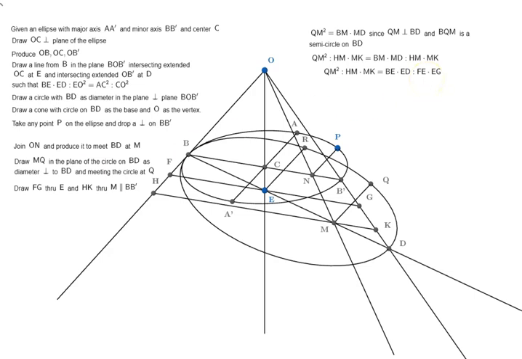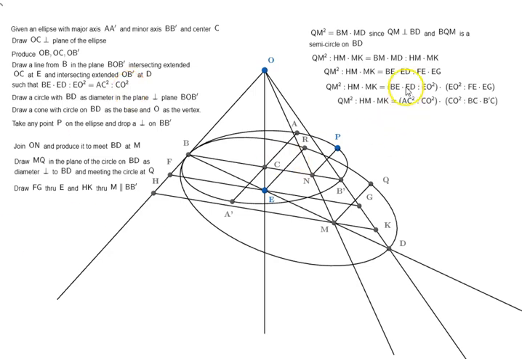So again, here also we can draw these and visualize it. QM square is to HM times MK is equal to BE times ED is to EO square, times EO square is to FE times EG. So what have we done here? We have divided BE times ED by EO square and multiplied by EO square divided by FE times EG. So it is the same as multiplying this ratio by the ratio EO square is to EO square. BE times ED is to EO square is what? It is AC square is to CO square.